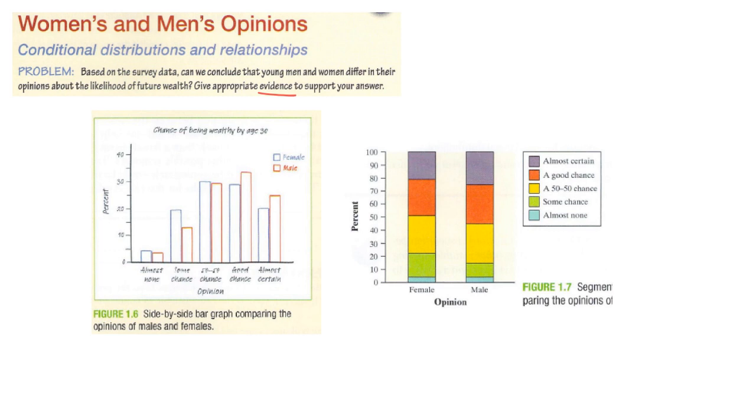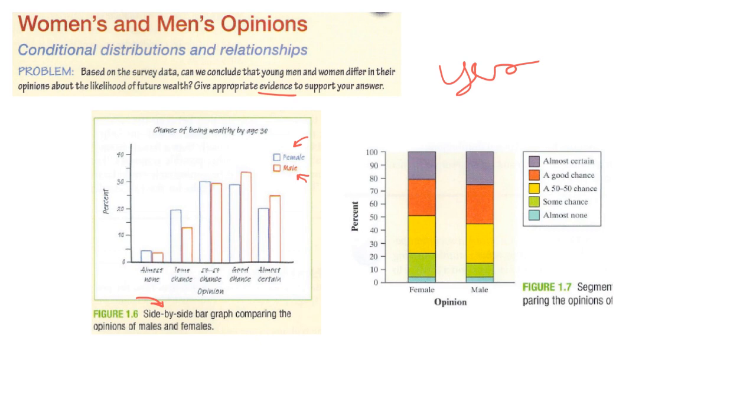We've got two kinds of graphs here. This first one is called a side-by-side bar graph. Basically, we took the conditional distributions of females, the blue bars, and the conditional distributions of males, the red bars, and put them side by side so we could compare them. When we're asked if we can conclude that young men and women differ in their opinions, looking at this, we would say yes, they do.